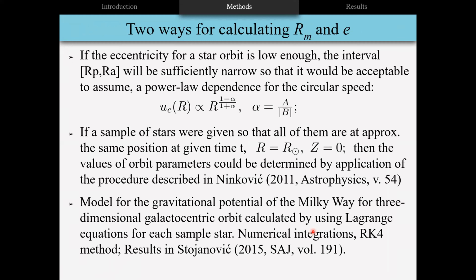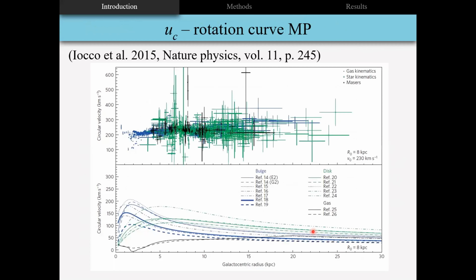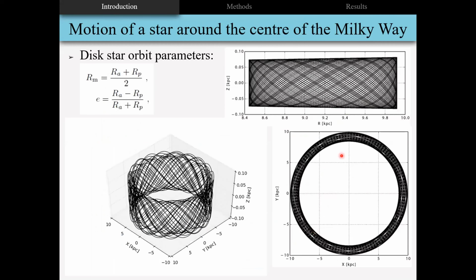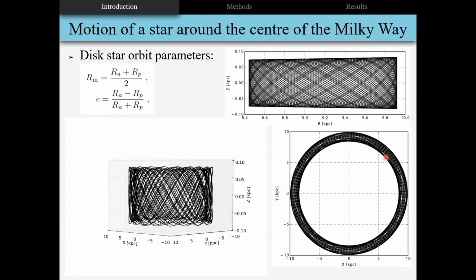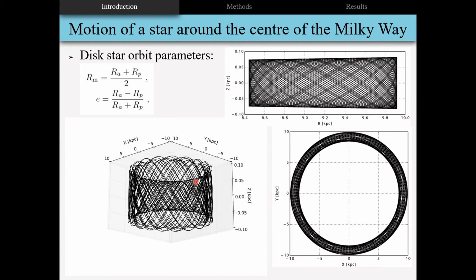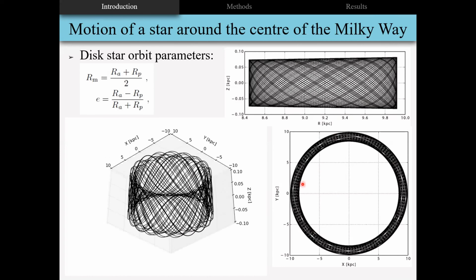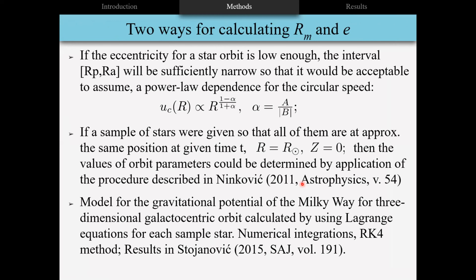If the eccentricity for a star orbit is low enough, then the interval, which is best presented here, we are talking about the orbits which can fit in between 2 cylinders, between 2 planes, that is well defined, like here. So if the eccentricity is low enough and this interval is sufficiently narrow, then it would be acceptable to assume a power law dependence for the circular orbit for this part.